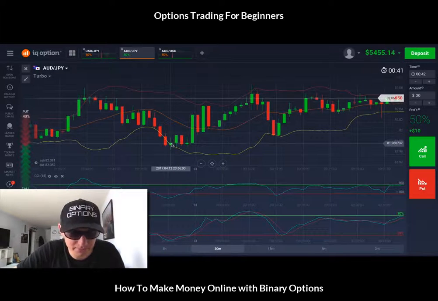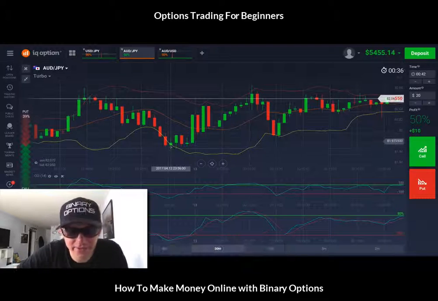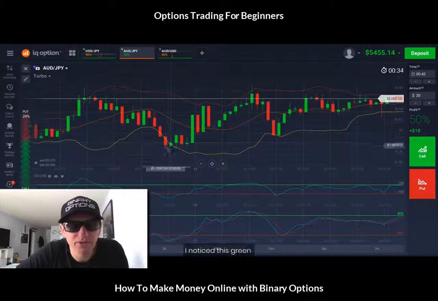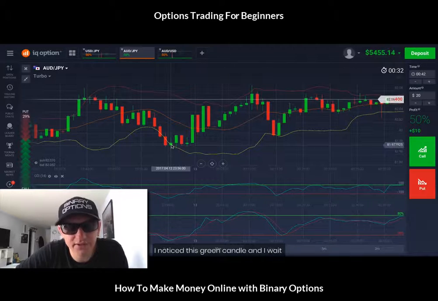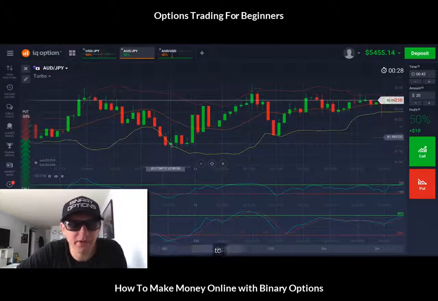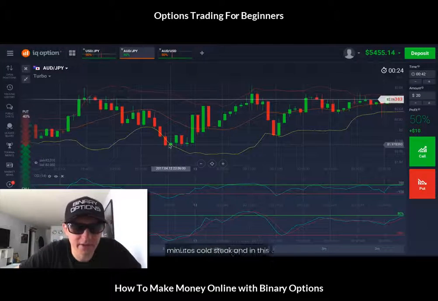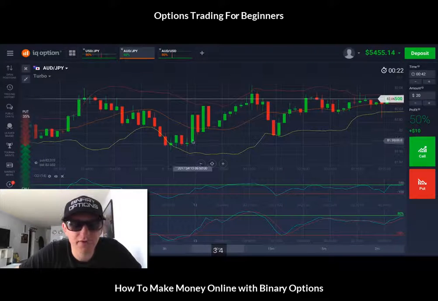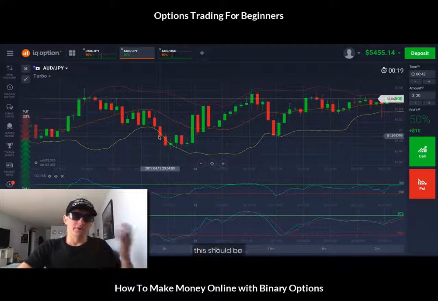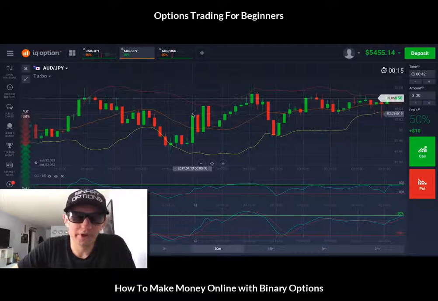And the same thing I would do for the call stake. I would make it after I see that this trend ended, after I notice this green candle and I wait until the end of this minute. I'm gonna make the 4 minutes call stake, and in this case this should be a pure win as well.